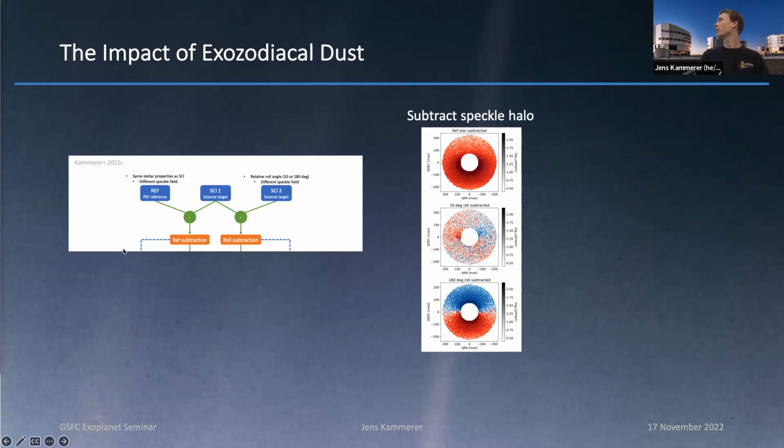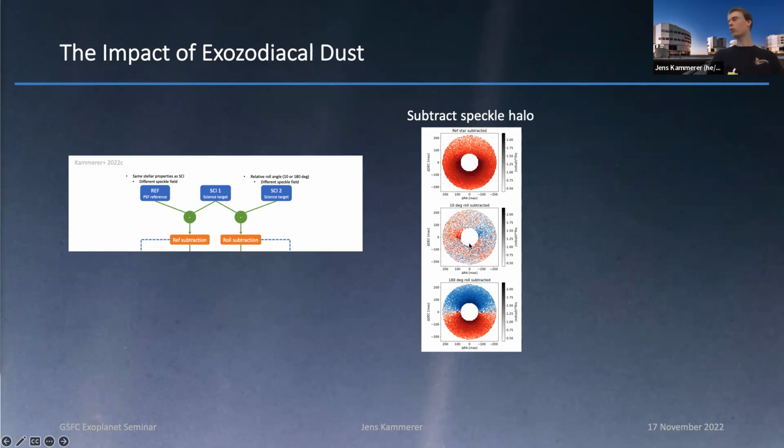So these three images here are showing the solar system at 10 parsec again after you do the reference star subtraction. In this case, we assume an ideal reference star that doesn't have anything around it. It's just a star, basically. So once you subtract it, you can, of course, see this zodiacal dust component with the forward scattering part at the bottom and the backward scattering part that's a bit fainter here at the top.